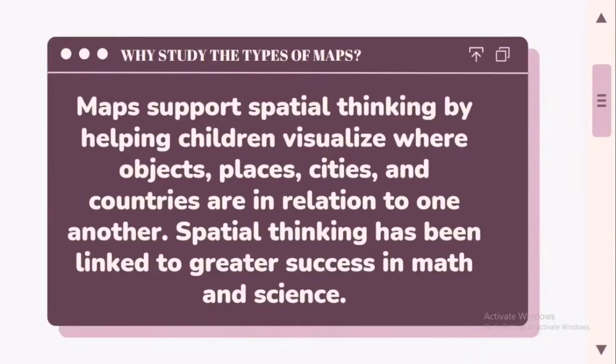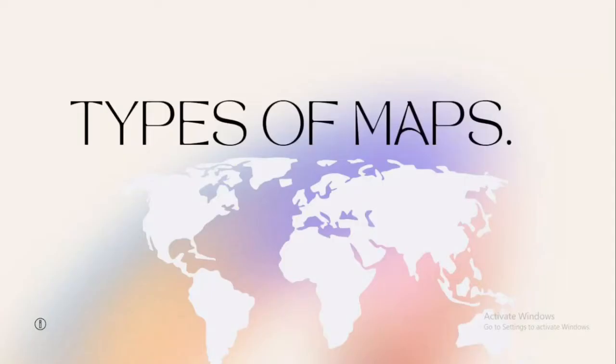So why study the types of maps? Maps support spatial thinking by helping children visualize where objects, places, cities, and countries are in relation to one another. Spatial thinking has been linked to greater success in math and science. The field of geography relies on many different types of maps in order to study the features of the Earth. Some maps are so common that a child would recognize them, while others are used only by professionals in specialized fields. Different types of maps enable scientists to display detailed three-dimensional information about the surface and below-surface features of Earth. So what are the types of maps?